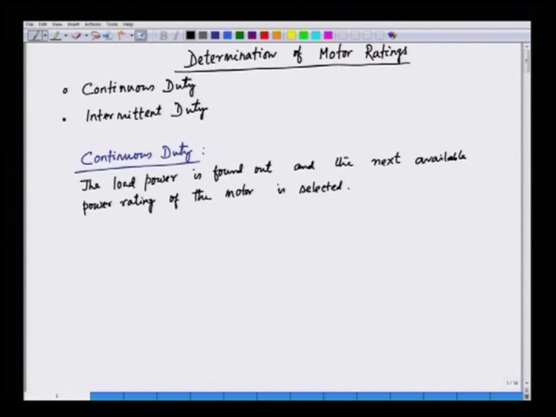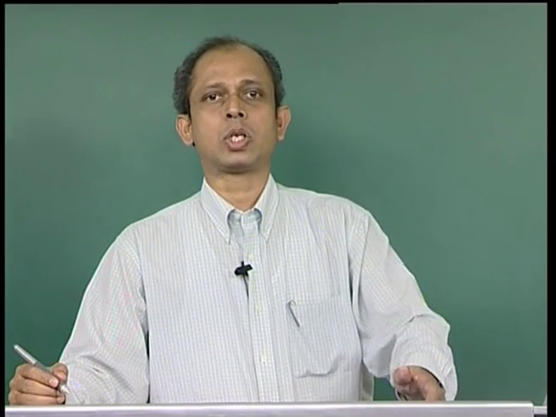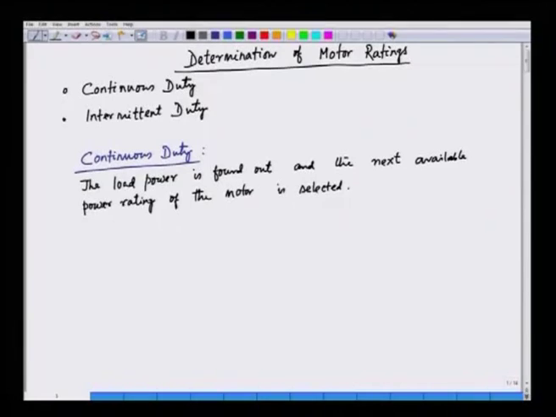Now, what if the load is fluctuating in nature? Suppose the load is continuously changing. If the load is continuously changing, there is a need to find out an equivalent torque. If we can find out the equivalent torque, we can find out the rated torque of the motor based on the equivalent torque. Now, let us see if the load is continuously changing, how we can find out this equivalent torque, or in that sense the equivalent current of the motor.